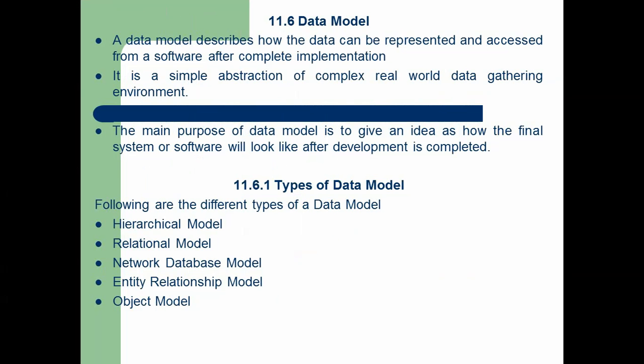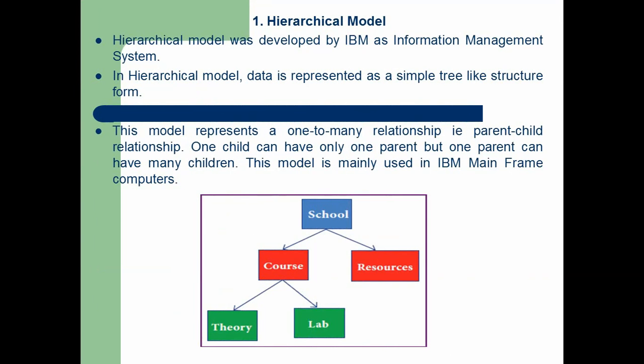Five important data models are used for storing data in databases, and also the software methods for accessing the data within the databases. The main purpose of a data model is to give an idea of how the final system or software will look after development is completed. The famous five data models are hierarchical model, relational model, network database model, ER model or entity relationship model, and the last model is object model. We will discuss them one by one.